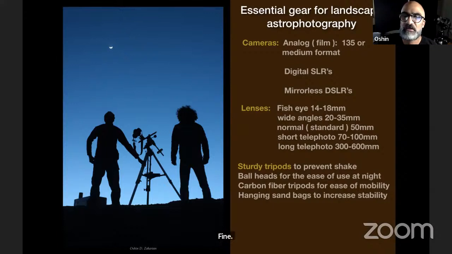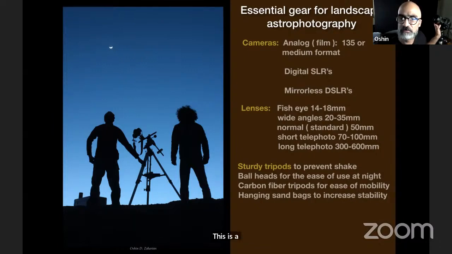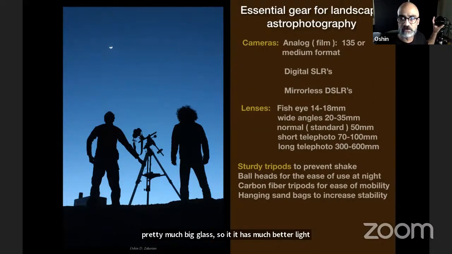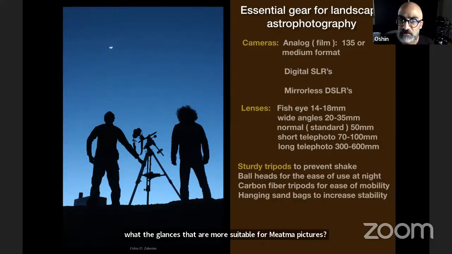For the lenses, landscape astrophotographers use a variety of lenses. Here you can see one of my lenses, which I use most of the time for most of my Milky Way pictures. This is a fisheye lens, 14 millimeter f/1.8. As you see, the glass is pretty big, so it has much better light gathering power during the night. The lenses that are more suitable for Milky Way pictures should be fast lenses, so they should have wider f-stops.